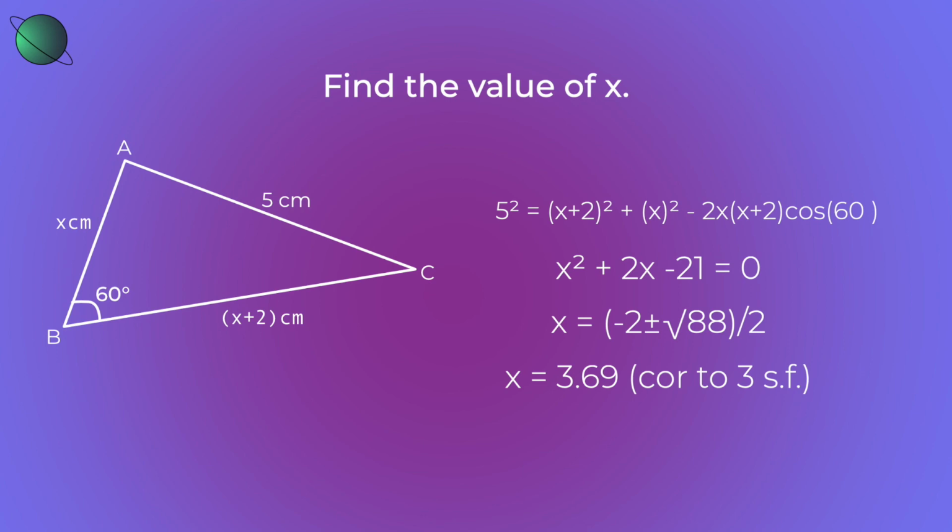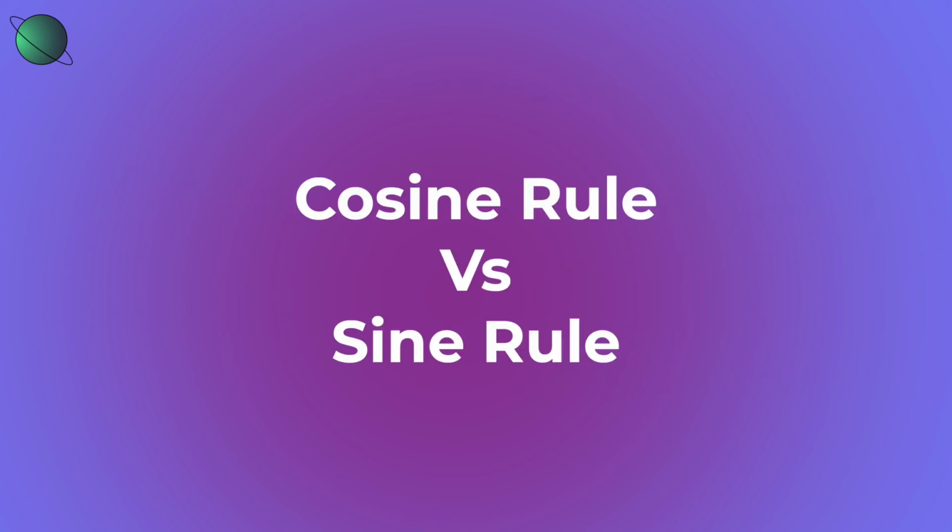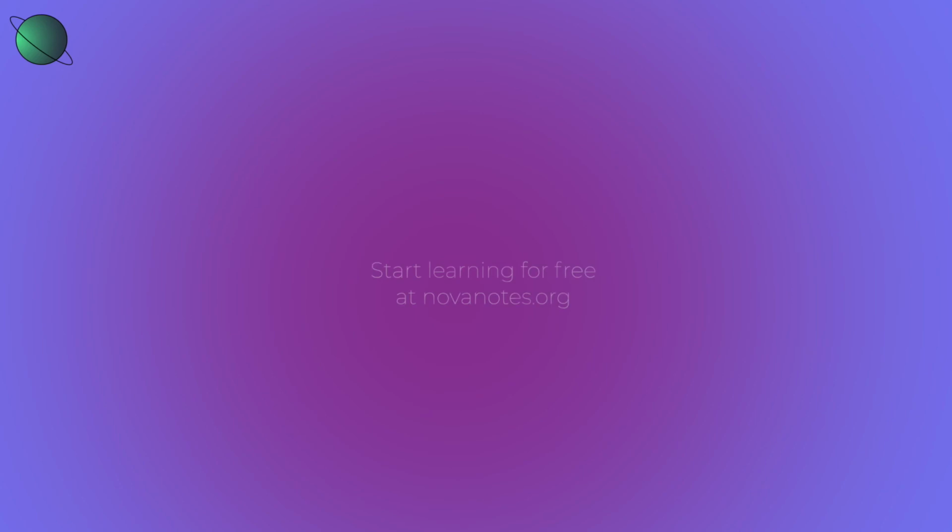The cosine law is especially useful when it's used to find missing angles or lengths within a triangle. However, in some situations where 2 lengths and an angle, or 2 angles and a length are given, the sine rule might be preferable.